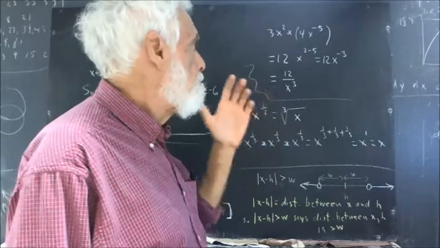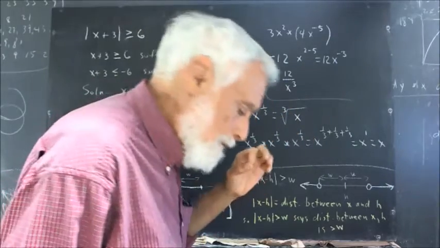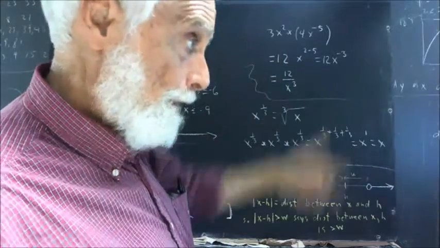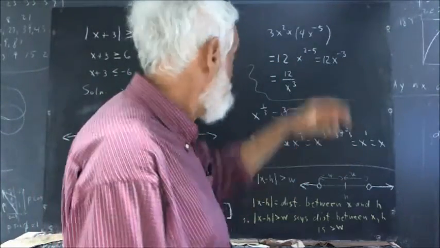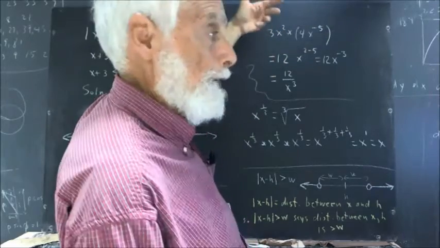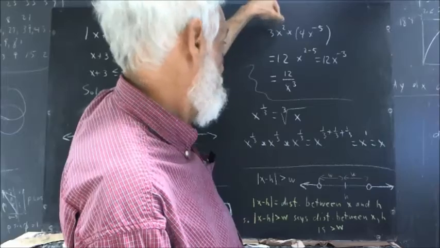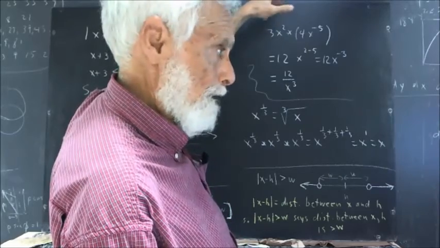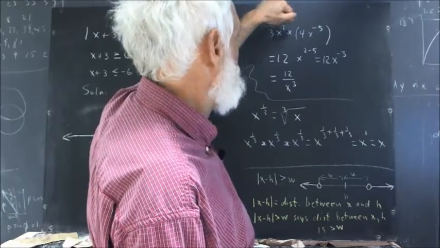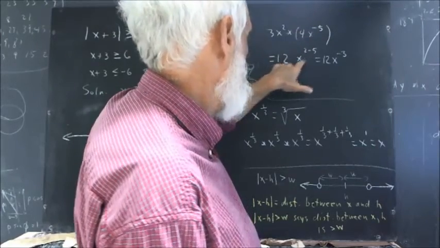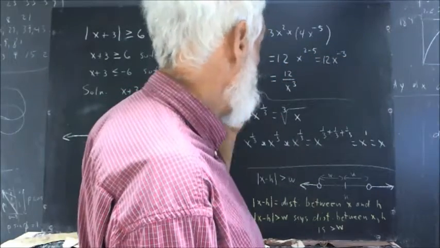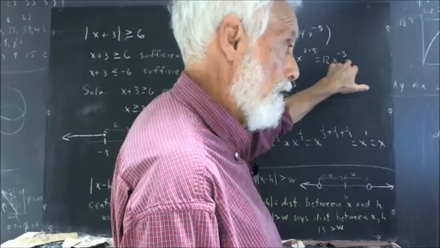How do you multiply different powers of the same quantity? Well, you add the powers. Everybody pretty much knows this. Everybody's familiar with it. Somebody said it, and other people nodded in a way that made me think everybody understood it. Anyhow, x squared times x to the negative 5 should be x to the 2 minus 5, 2 minus 5 being negative 3. The result then is 12x to the negative 3.